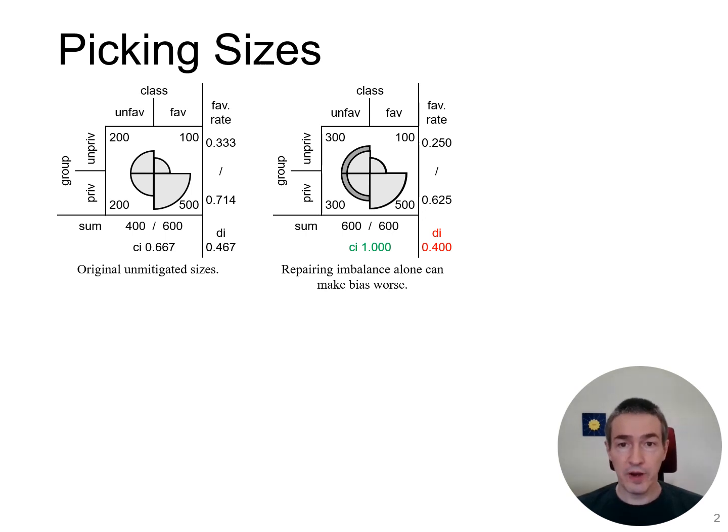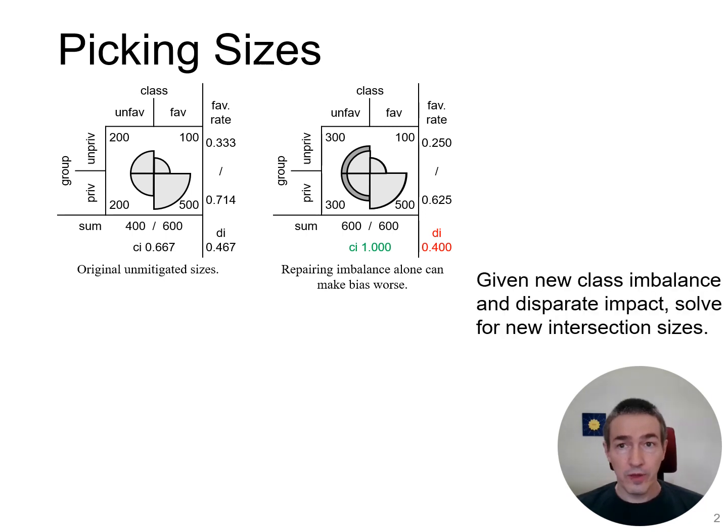If you only repair the class imbalance by oversampling the unfavorable group so that it now has 600 instances, then you do get the desired perfect class imbalance of 1. However, in this example, you have actually made the disparate impact worse at 0.4. So you have exacerbated the bias in the data. Of course, you don't want to do that.